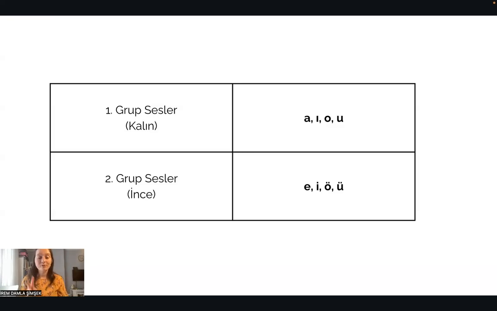The second group, we call them ince sesler, okay, light sounds. We can say hard and light. We can call them whatever you want. They are the letters with dots, plus E. For example, let's produce them together. You remember the alphabet. E, i, ö, ü. Again, together. E, i, ö, ü. So you produce these sounds on the front side of your mouth.